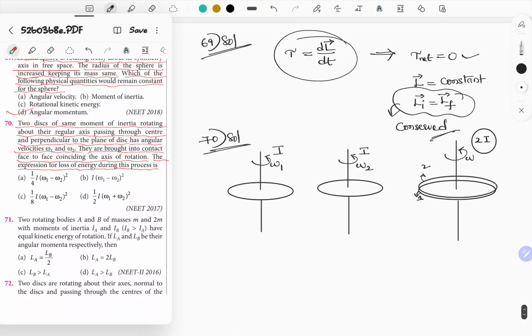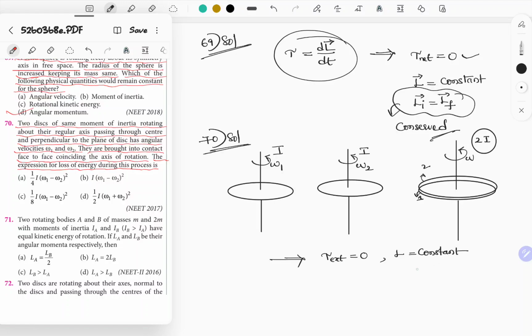Why are they saying there is a loss in energy? Just now I told you: am I using any external torque to place one disk on the other disk? No, I'm not using any external torque. Torque is nothing but a rotational force, and such a rotational force is not being used here. So the external torque acting on the system is equal to 0. If external torque is equal to 0, angular momentum is going to be constant.